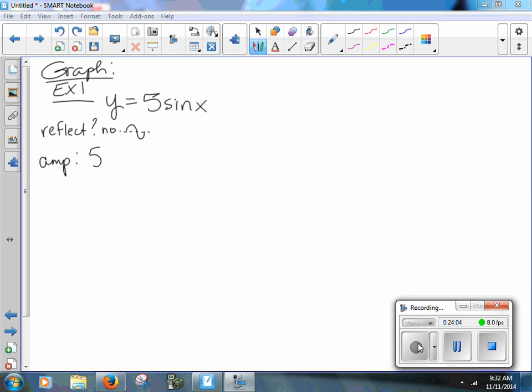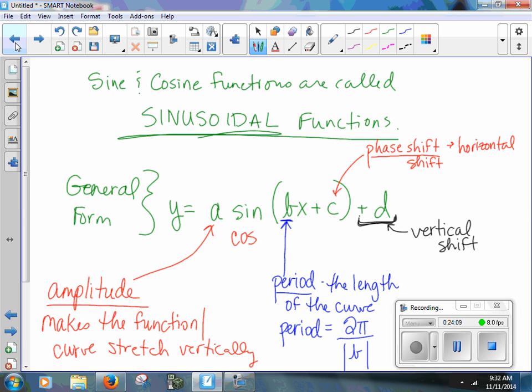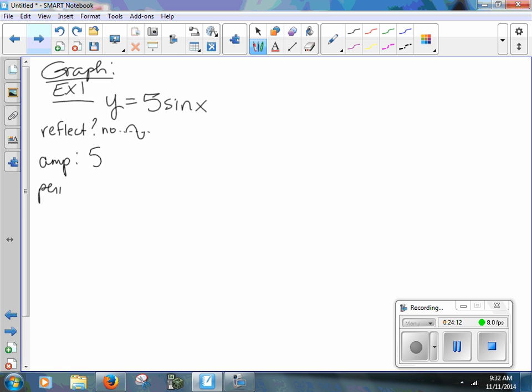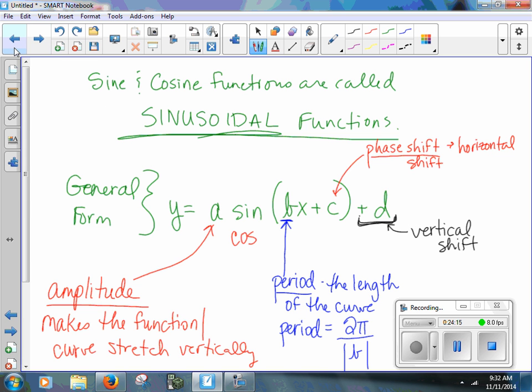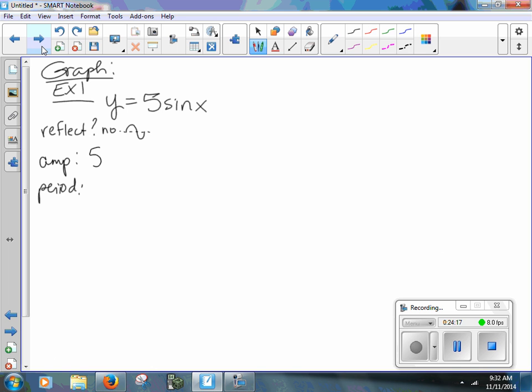Okay? What was the B? Period. Let's look at that again. It's the coefficient of the x. Well, what's the coefficient of x? 1. 2 pi over 1 is 2 pi. So we only have to graph from 0 to 2 pi, right? Does that have a phase shift? There is no phase shift. Does it have a vertical shift? No.